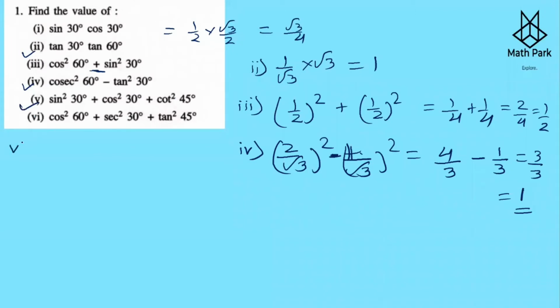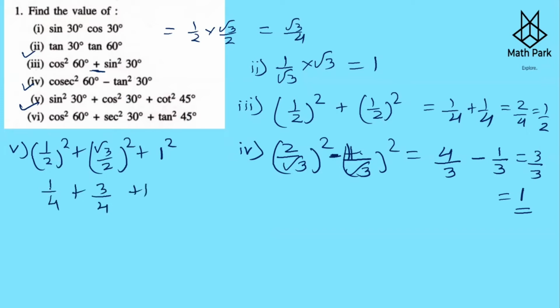A fifth part of this, sin 30 is half. So sin square 30 is half square. Cos 30 is root 3 by 2. So root 3 by 2 and then the square of that. Plus cot 45. Cot 45 is 1. So 1 square. So 1 upon 2 square is 1 by 4. Root 3 square is 3 and 2 square is 4, plus 1. So 1 by 4 plus 3 by 4 is 4 upon 4 plus 1. So which is 1 plus 1, that is equal to 2. So this is how the fifth one we got this as 2. Answer for the fifth one is 2.